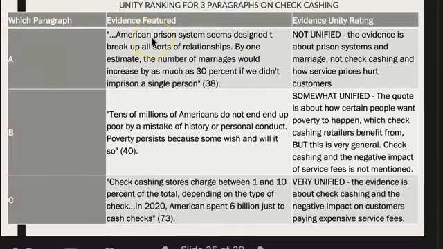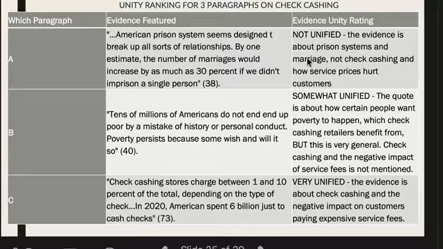The evidence was about the American prison system. It just totally doesn't fit. The evidence is about prison systems and marriage, not check cashing and how the services hurt customers. Because of that paragraph, it seemed to lack logic as well. We don't want to do that, just stuffing evidence in there that doesn't belong.